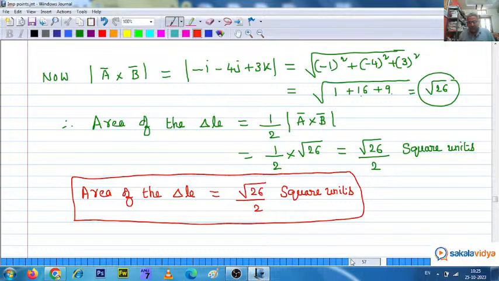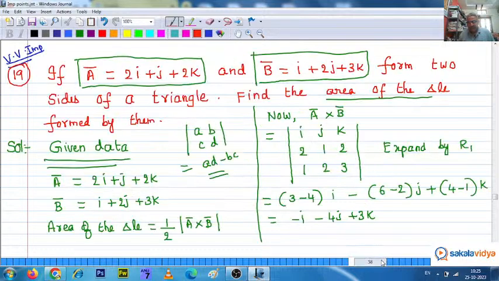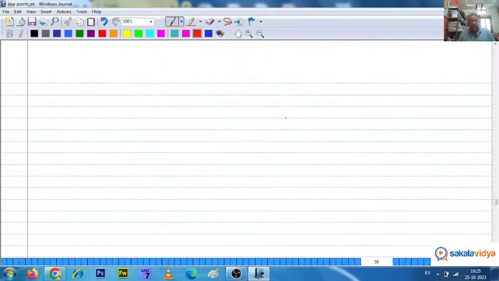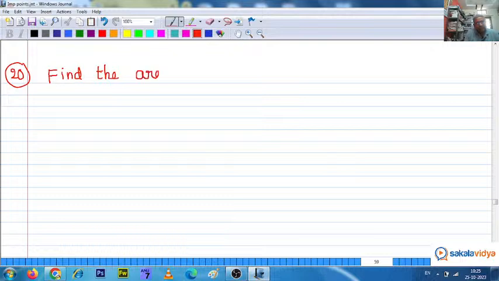Let us do one more problem. Now let us move to the 20th question. Find the area of the parallelogram.